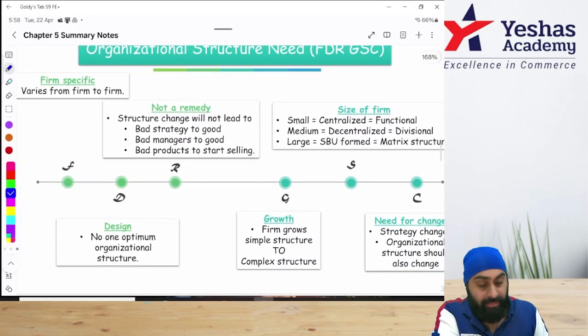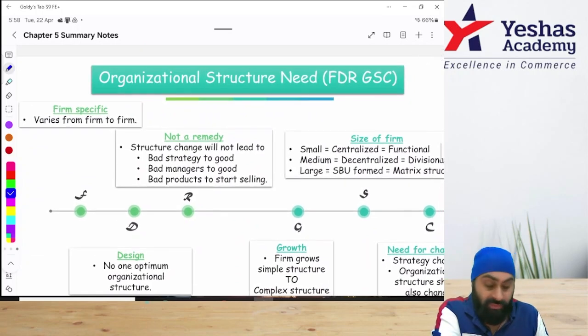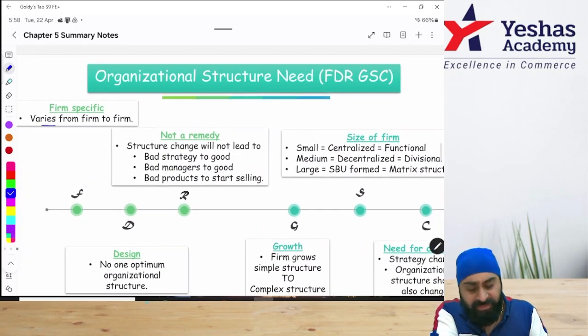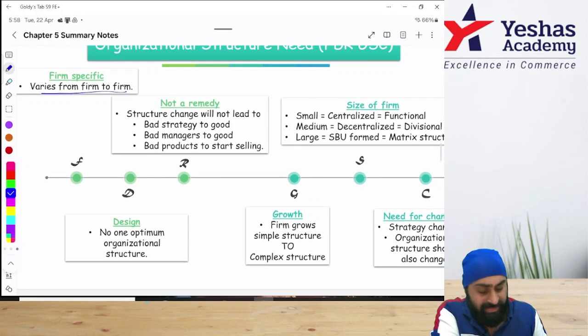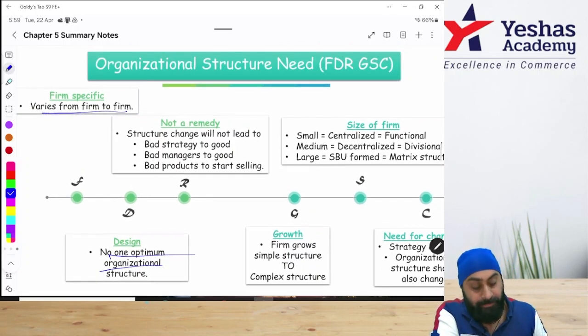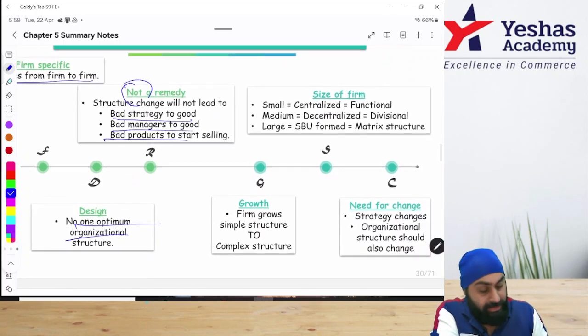Now, let's talk about what a structure is and what the need for structure is. It's firm specific and varies from firm to firm. Every structure has its own individual characteristics and cannot be applied to every organization. There is no one optimum structure. Structure is not a remedy. It will not make your bad strategy a good strategy. It will not make your bad managers good managers. It will not make your bad product start selling. That is not going to happen.